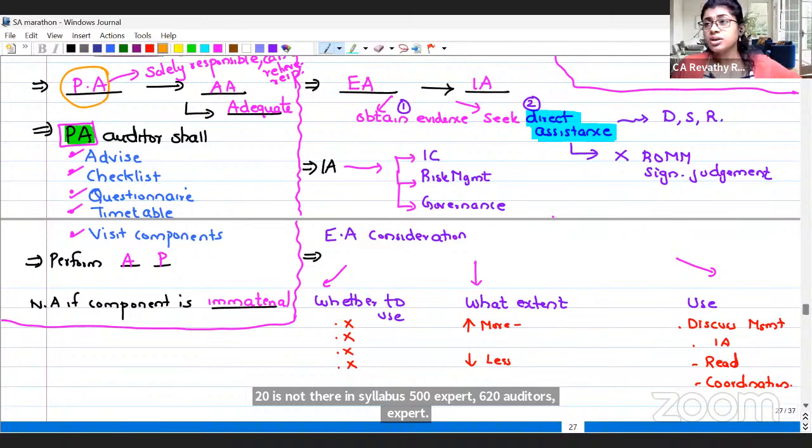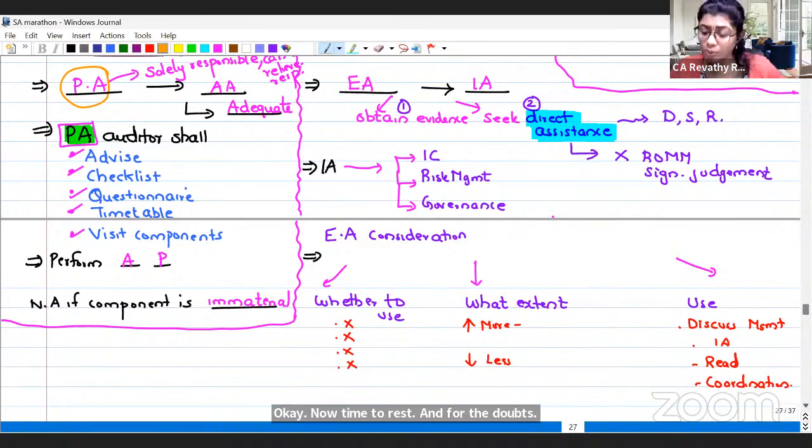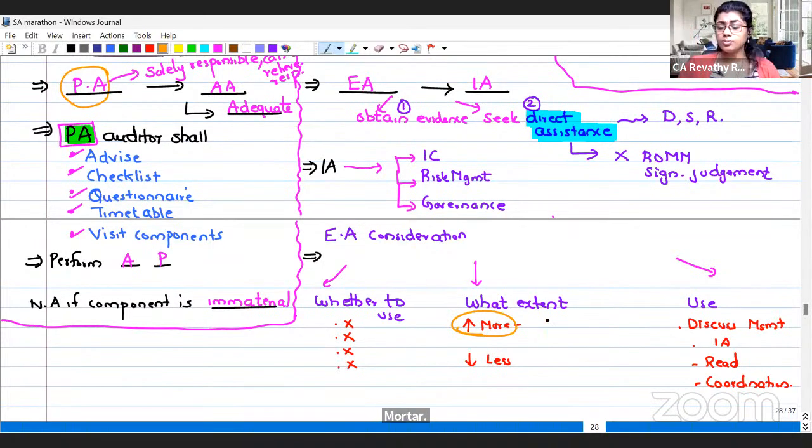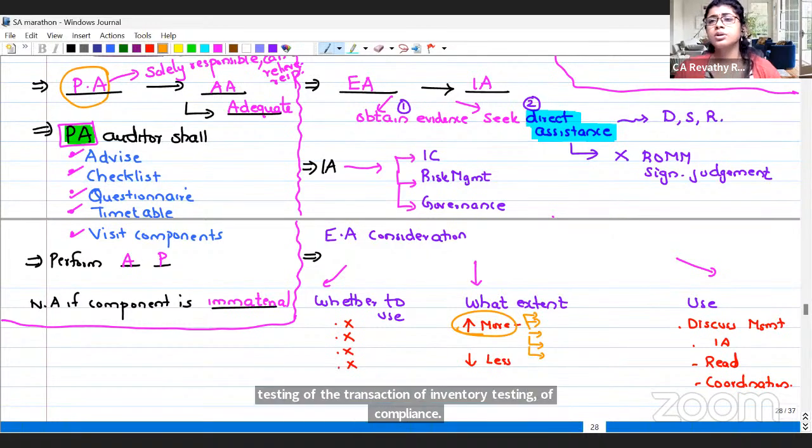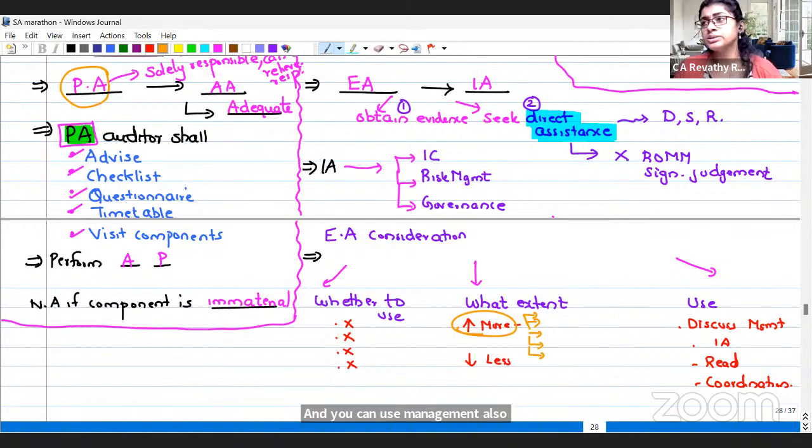Okay, now time to rest and for the doubts. Now wait. More in this area: internal control, you can use more. Testing of transactions, testing of inventory, testing of compliance. And you can use management also. You can ask the management. See, in fact, the internal auditor's work is a threat. You know why? Because of conflict of responsibility, he's a part of management, biases will be there. And I'm not touching every point. That's there.